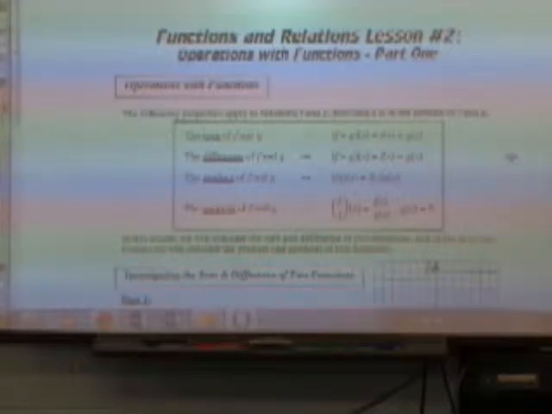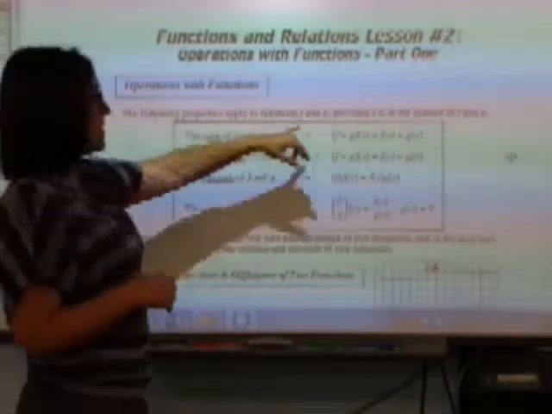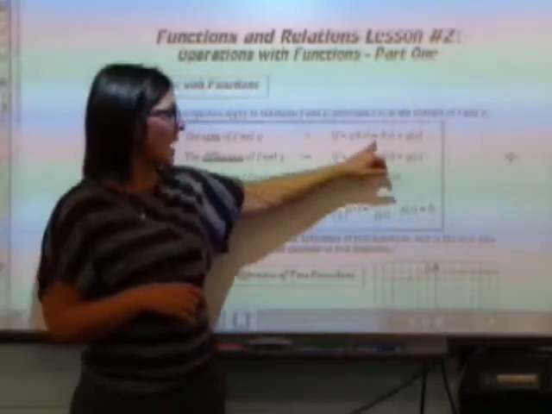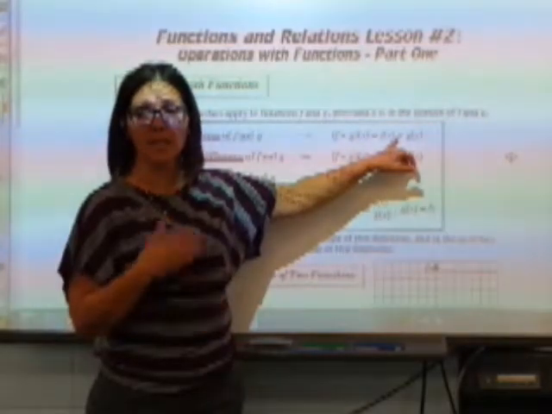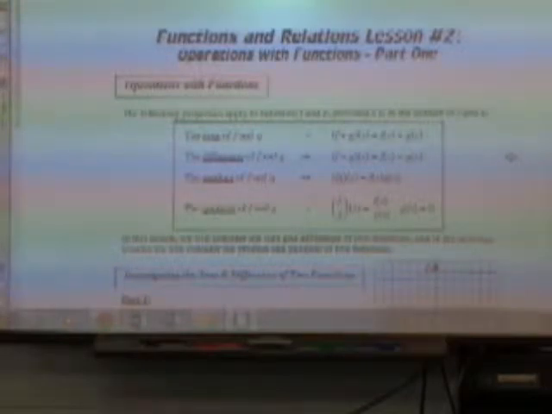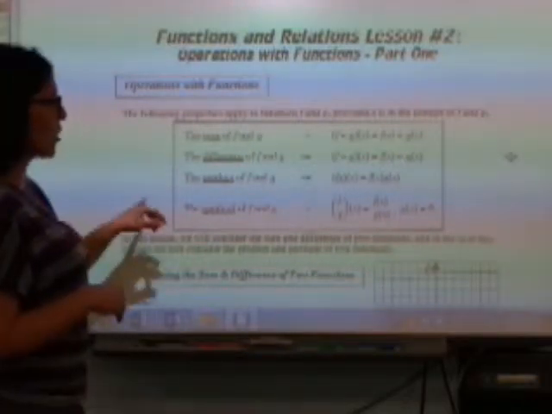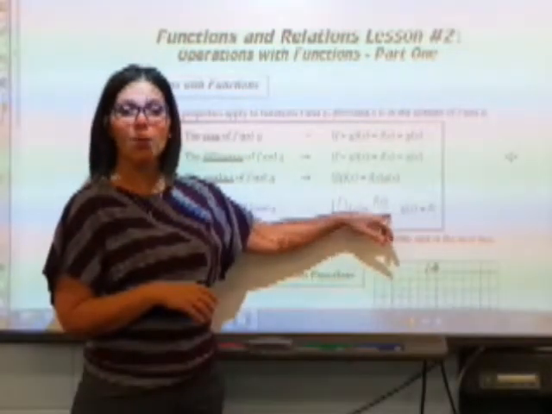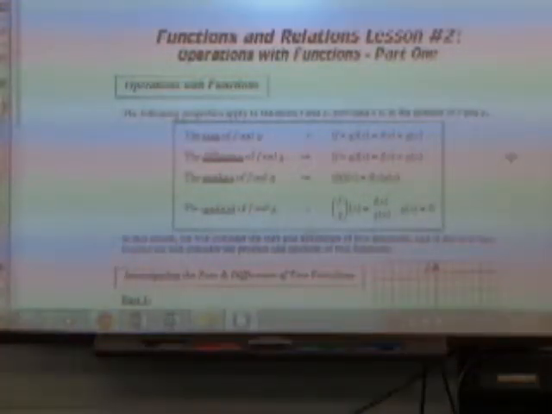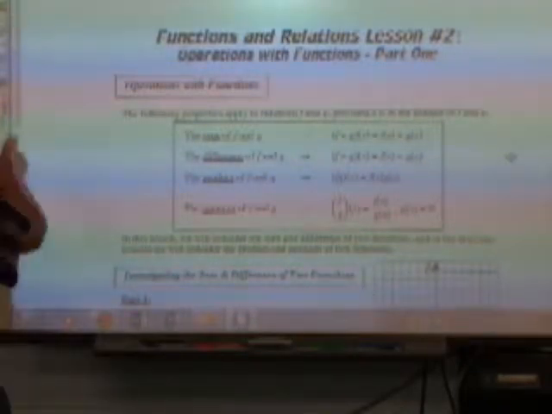So the following properties can apply to functions, provided that x is in the domain of both f and g. The sum of the two functions, I can take f of x and add g of x. The difference, I can take f of x and subtract g of x. The product, I multiply them together, and the quotient, I divide them. When dividing, I have to make sure g of x doesn't equal 0, because I can't divide by 0. Today we're going to look at the sum and the difference of two functions, starting with a graph.